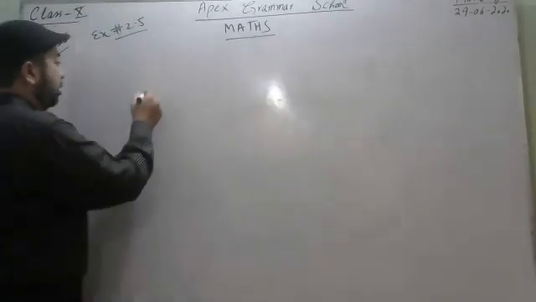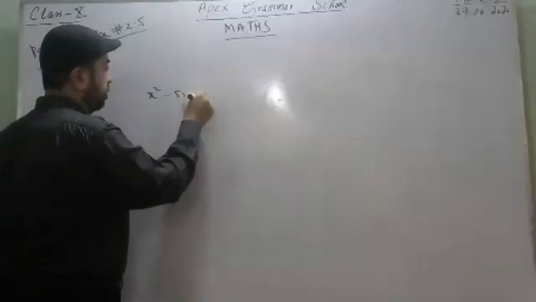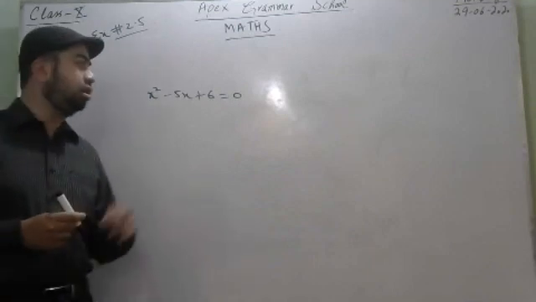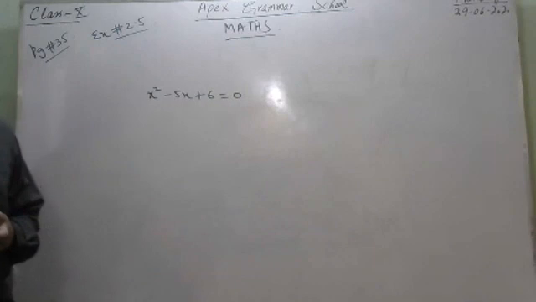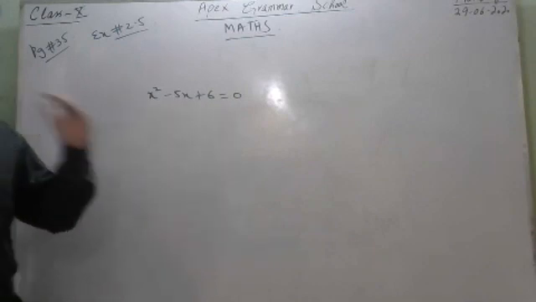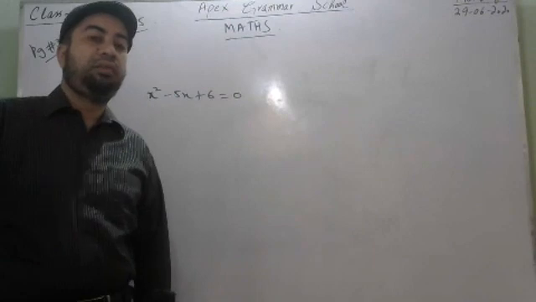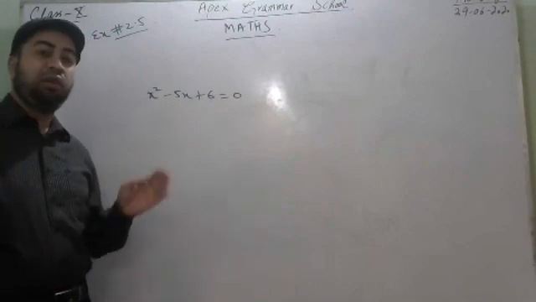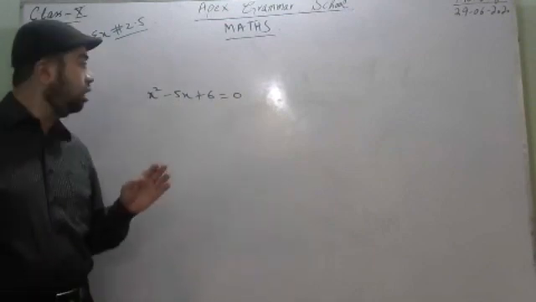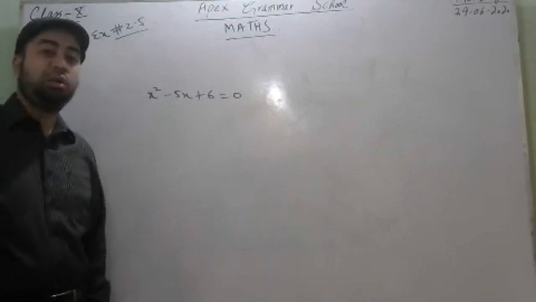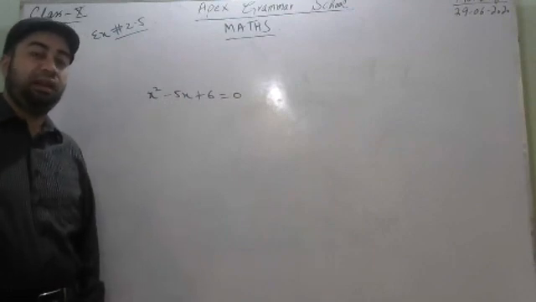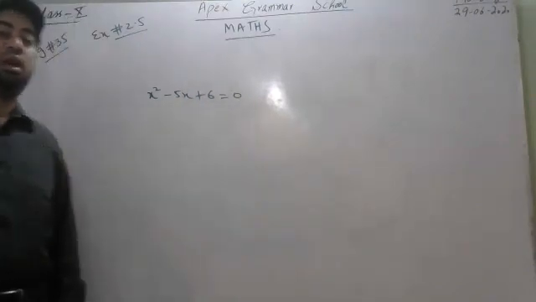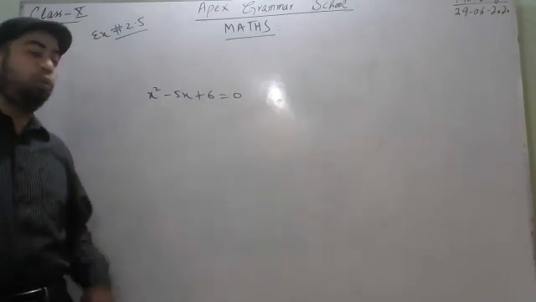Suppose we have a quadratic equation x square minus 5x plus 6 is equal to 0. This is a quadratic equation because it fulfills all the conditions according to the standard form. We still don't know what the roots will be, what the values of x will be, because we have not solved it yet. But after solving it, we can realize what the two values of x are.